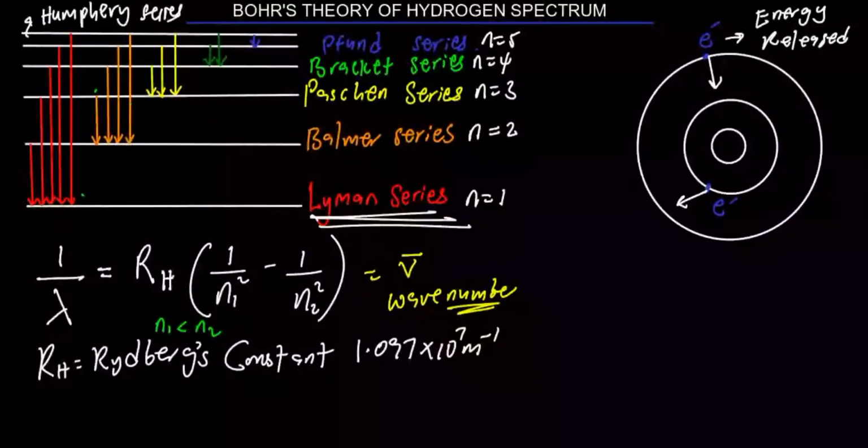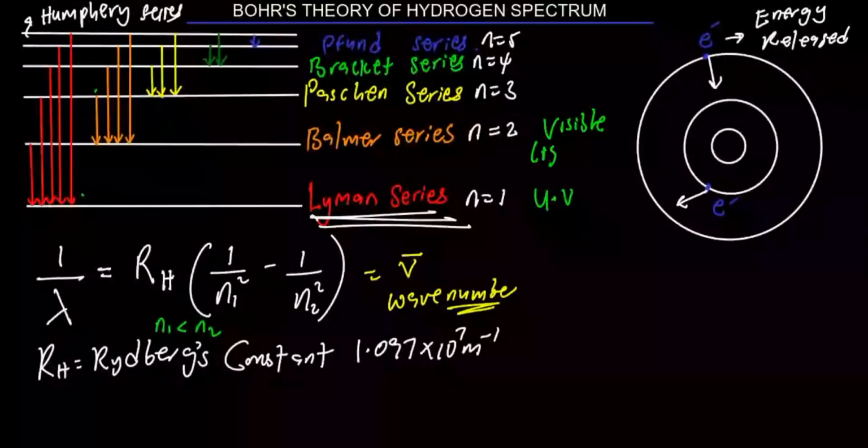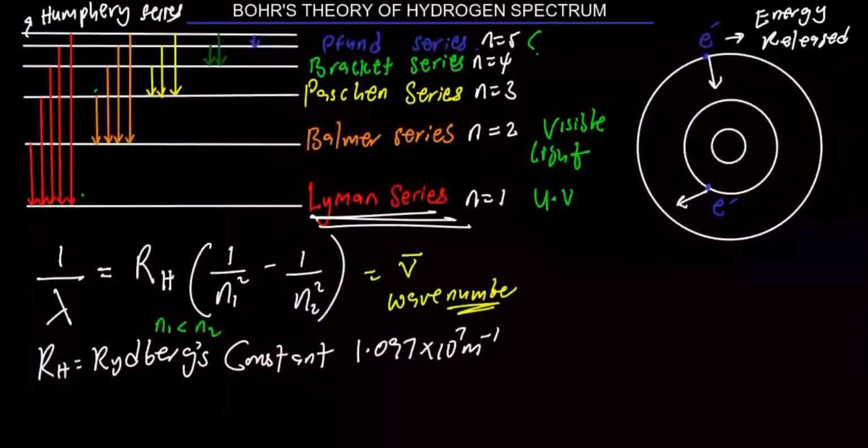Similarly, if this other one falls in the second energy level, they are contained in the Balmer series, and so on like that. And take note that the Lyman series is in the ultraviolet region. This one is the visible light region, while all other ones here are in the infrared region.